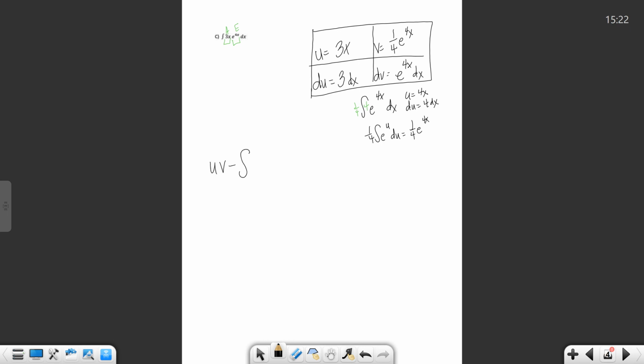We've got uv minus the integral of v du. So uv minus the integral of v du. Okay, so I'm going to multiply in the front. I'm going to multiply that 3x times that 1/4. I'm going to get 3/4 x e to the 4x minus, I'm going to pull out that 1/4 times that 3.